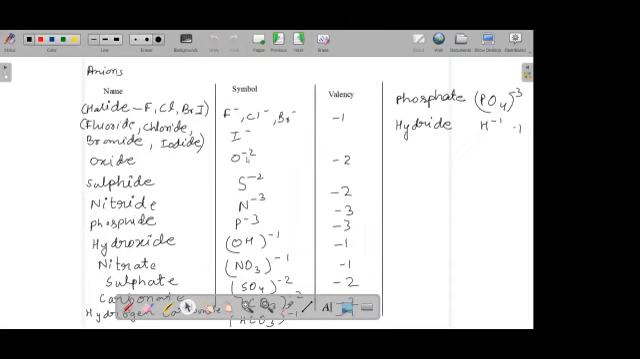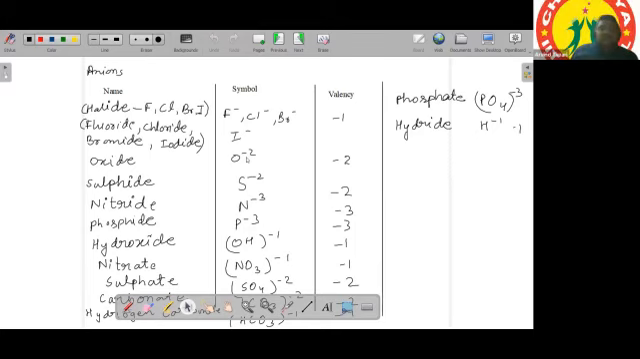Sir, I don't need to memorize the valency because I can just write the electronic configuration and find out the valency that way. Yeah, but to move on, every time you will not go on writing the electronic configuration to find the valency.